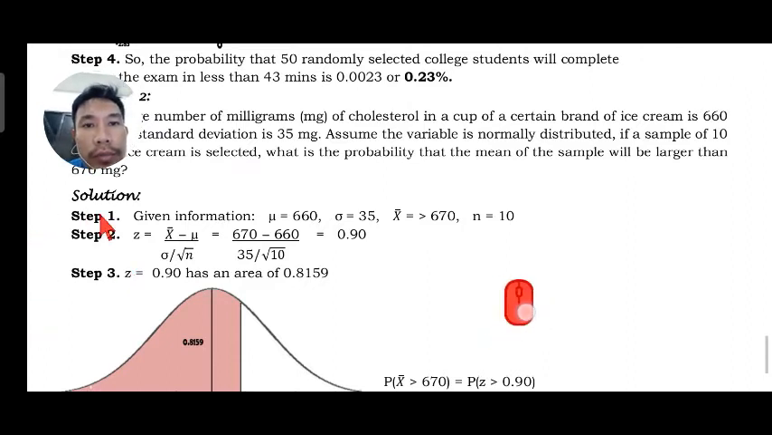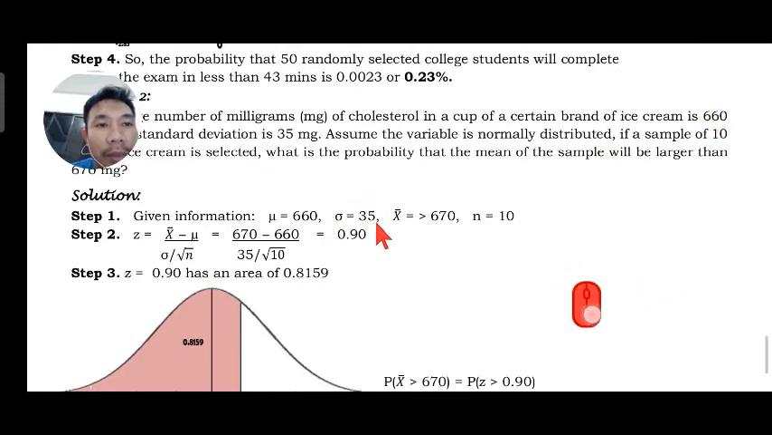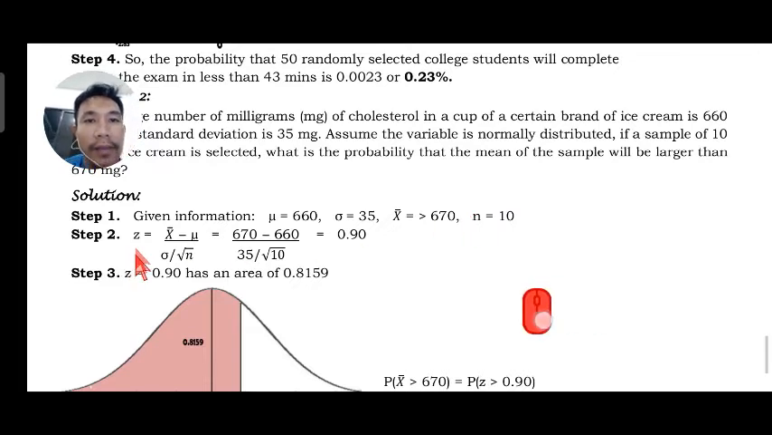Our solution. Step number 1, given information. Our population mean is 660 milligrams. Our population standard deviation is 35. And then our x, our sample mean, is equal to 670. And our n is equal to 10, which is our sample size.